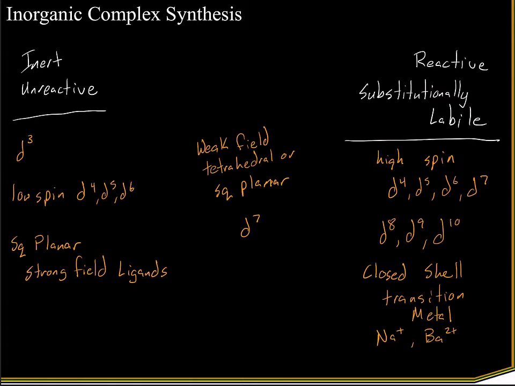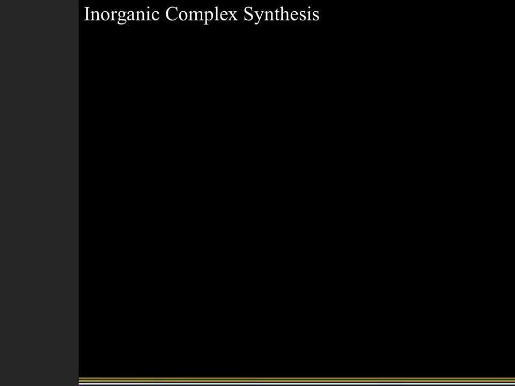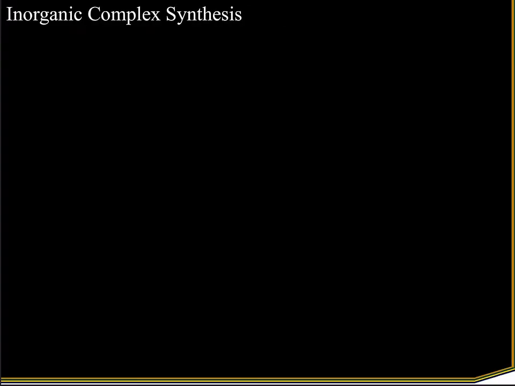So there are a few other patterns that we can see when we're predicting whether a complex will be labile or reactive. A few more patterns we can pull from our periodic table. The first one is the charge density of a metal. Atoms or metals at the center of transition metal complexes that have a lower amount of charge density react much faster than those that have a higher amount of charge density.